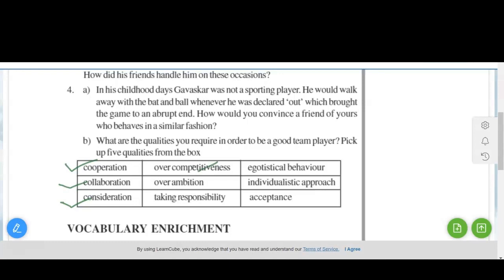Okay. Next one is over competitiveness. That means I think competitiveness may be good, but not over. Over ambitious also not good. Ambition is good, but not over ambitious. Taking responsibility, very much important. Egoistic behavior not required. Individualistic approach not required. You have to work as a team member. Acceptance, yes. You have to accept something which may not be according to your will, but you have to accept that this is the truth or this is the reality.